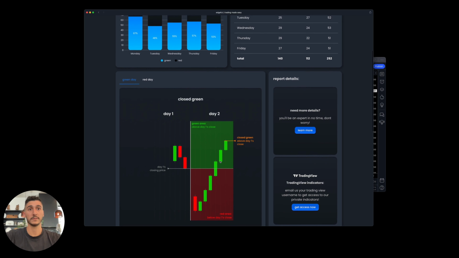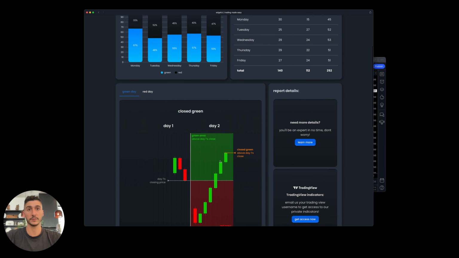Just keep that in mind. That's how green and red days work. It's not by candle color, it's by whether we're above or below the previous day's close.